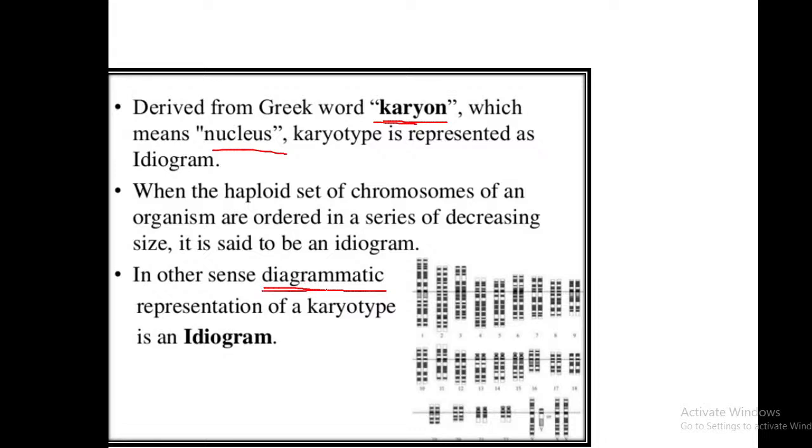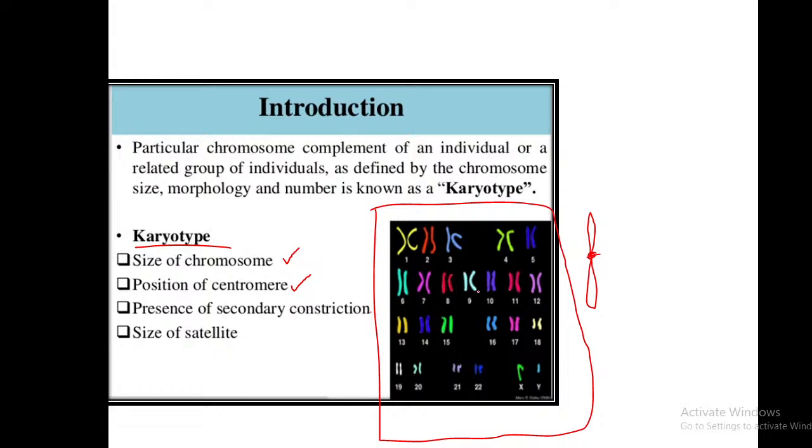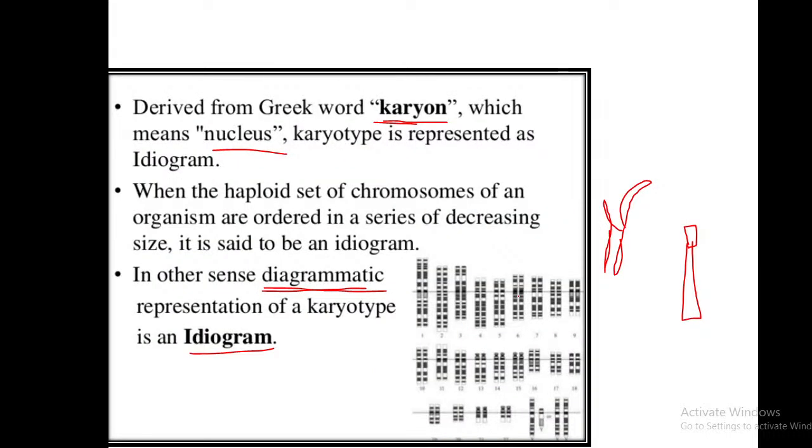The diagrammatic representation of a karyotype is called an ideogram. That is the main difference. Karyotype is the total chromosome complement of an individual. See here, in a karyotype the chromosomes are tilted and curved like this when we draw a karyotype. But when we draw an ideogram, it is a perfect pictorial representation. See the difference: the previous one which we saw was a karyotype, and this is an ideogram.